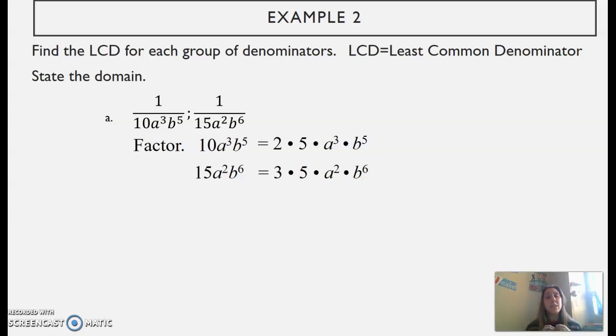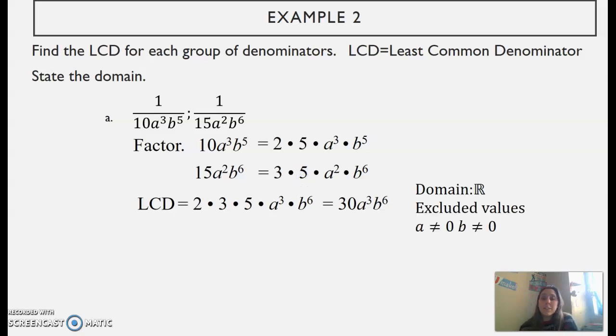Okay, a cubed is going to be the part of the least common denominator because I have an a cubed in one, so I'm going to have it in the other. And b to the 6th is going to be the other part of it because I have b to the 6th in one, so I'm going to need it in both. So I'm going to need to have all those factors in there. Then the domain. The domain is going to be all real numbers such that a cannot equal 0 and b cannot equal 0. Because if I set a cubed equal to 0, I'm going to find that a cannot be 0.